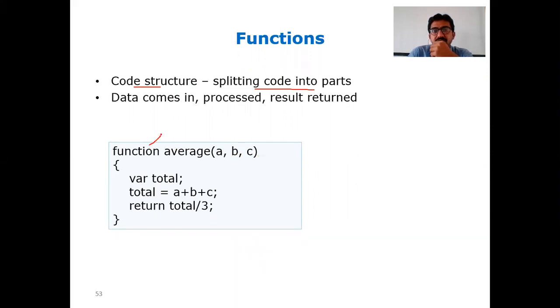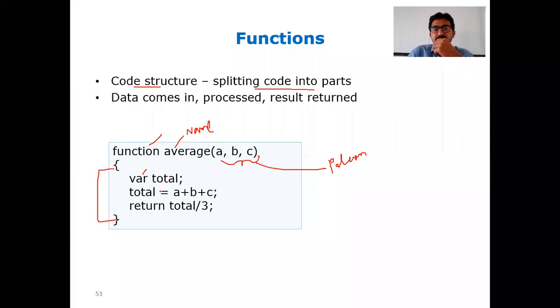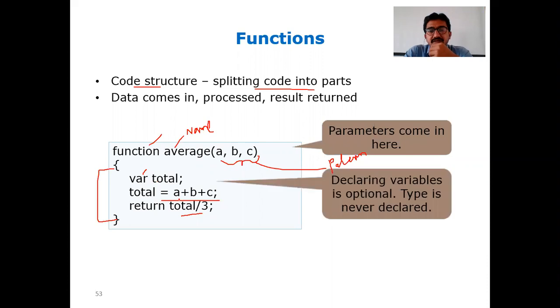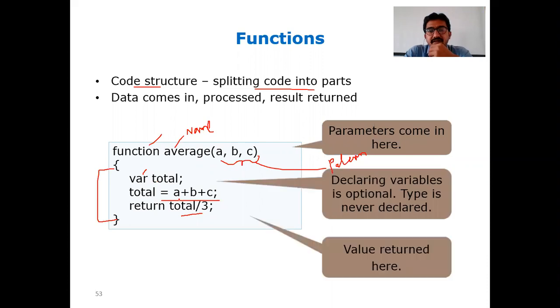Here in JavaScript, as I said earlier, it uses the function keyword followed by the name of the function, followed by parameters like in other programming languages. A, b, c are the parameters here. This block is the opening and closing of the function. Here I am using a variable called total. I am calculating a plus b plus c and dividing total by 3. So it returns the average of a plus b plus c. These are the declarations and values written here.